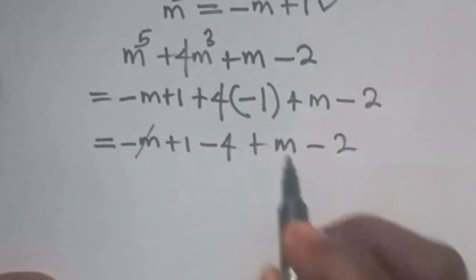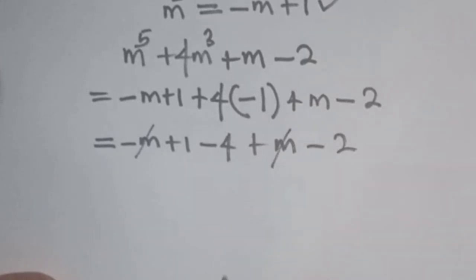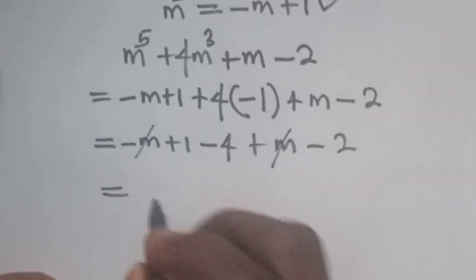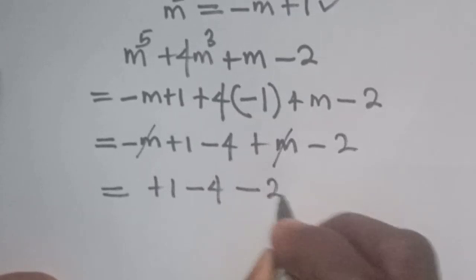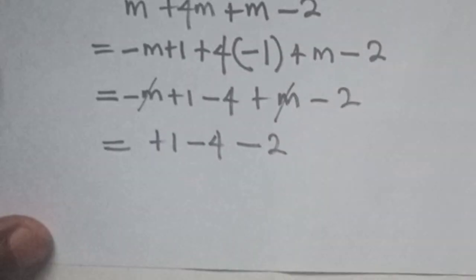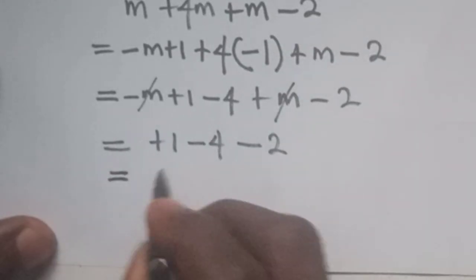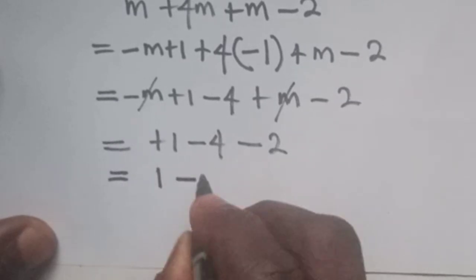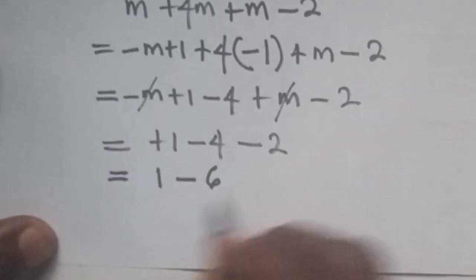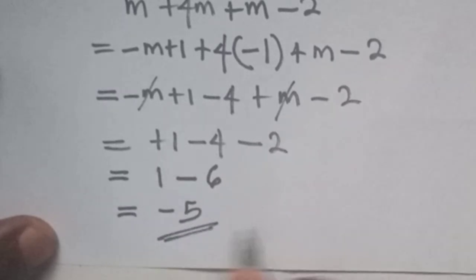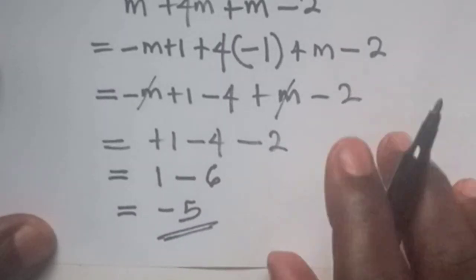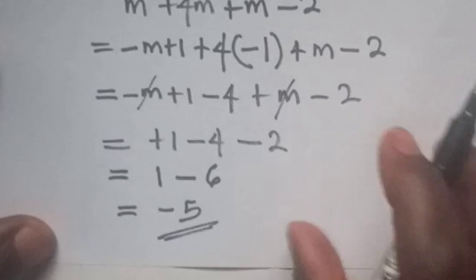And minus m plus m can cancel out. What will be left is plus 1, minus 4, and minus 2. And this obviously is 1 minus 6, and 1 minus 6 equals minus 5. So the simplified form of our expression is equal to minus 5.